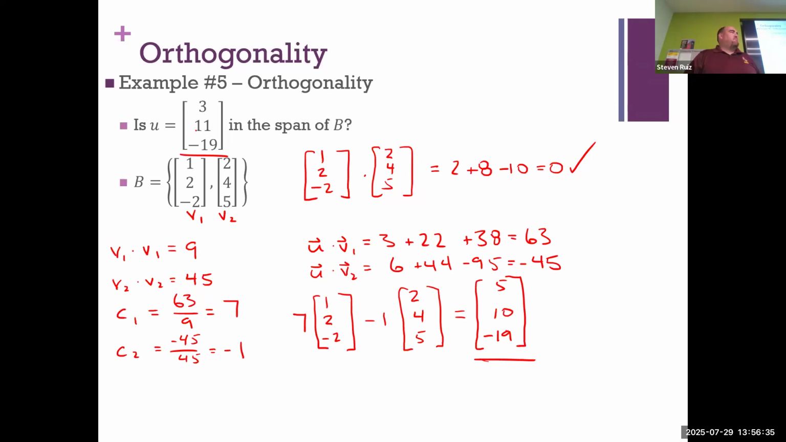So can I say U is in the span of B? It's not. Because if it was, I would have gotten U. Instead, I got this other thing that is relatively close to it. It's off by 2 units in one direction, 1 unit in another. The third components match, but otherwise they're not the same. So no, U is not in the span of B, but this is as close as I can come to it.